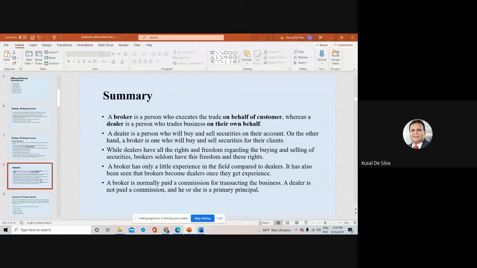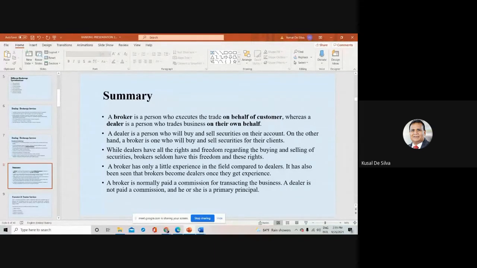Then, summary: a broker is a person who executes the trade on behalf of the customer, whereas the dealer is a person who trades business on their own behalf. That is a subtle difference between the broker and the dealer. The dealer is a person who will buy and sell securities on their own account. On the other hand, the broker is the one who will buy and sell securities for their clients.